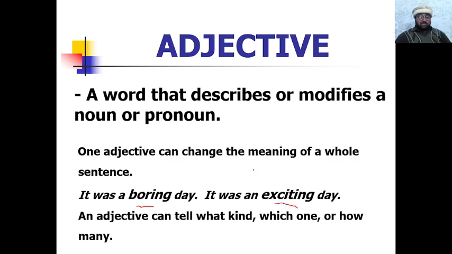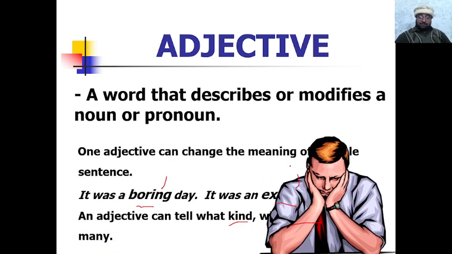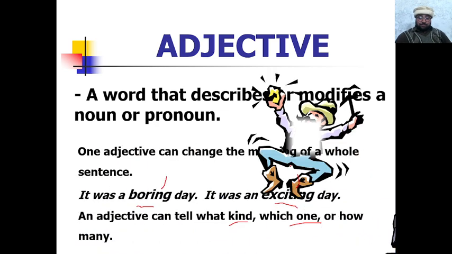So in both of the cases, we have two identical sentences over here, and the one different thing is the word boring, and the other one is exciting. An adjective can tell what kind, which one, or how many. So it was a boring day for this guy. And an exciting one for this one because he found gold, I think.